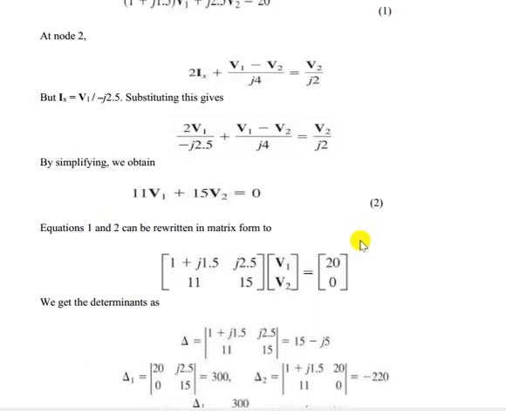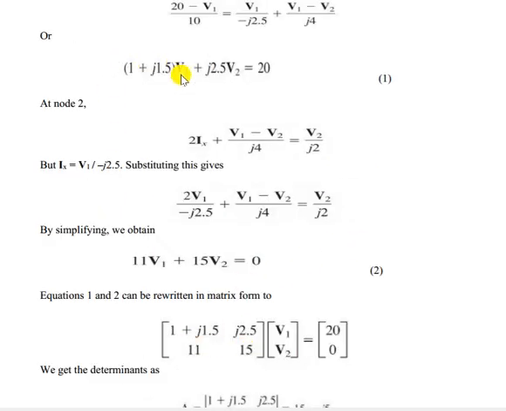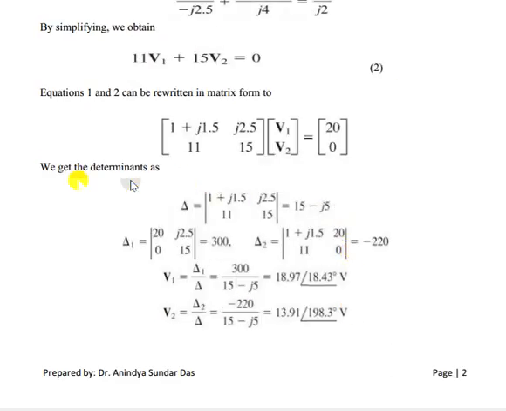Now equations 1 and 2 we can write in matrix form: V1 coefficient, V2 coefficient, and here V1 coefficient, V2 coefficient, multiplied by V1 and V2, equal to the constant terms 20 and 0. Now you have to find the determinant value from this particular matrix. So it is 1 plus j1.5 into 15 minus 11 into j2.5. If you solve it, you will get this result. Then you have to find del 1 and del 2. Del 1 means we have to find V1.